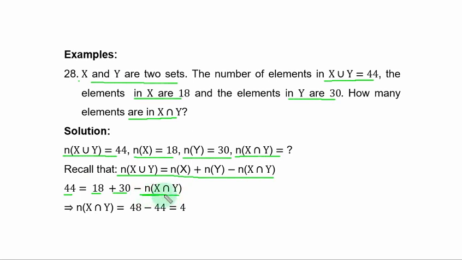You transfer this to the left side, it becomes positive. 18 plus 30 is 48. You transfer this to the right, it becomes negative, and when you subtract, you have 4. So therefore, there are 4 elements in the intersection of the two sets.